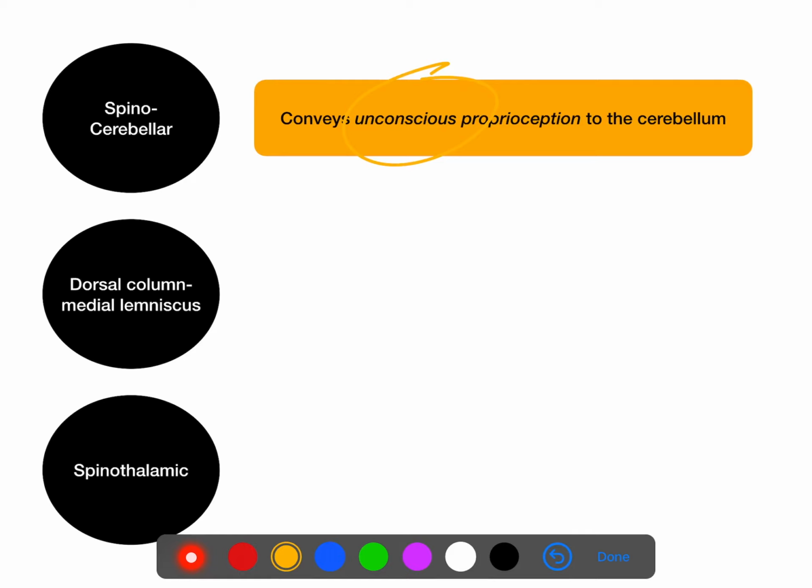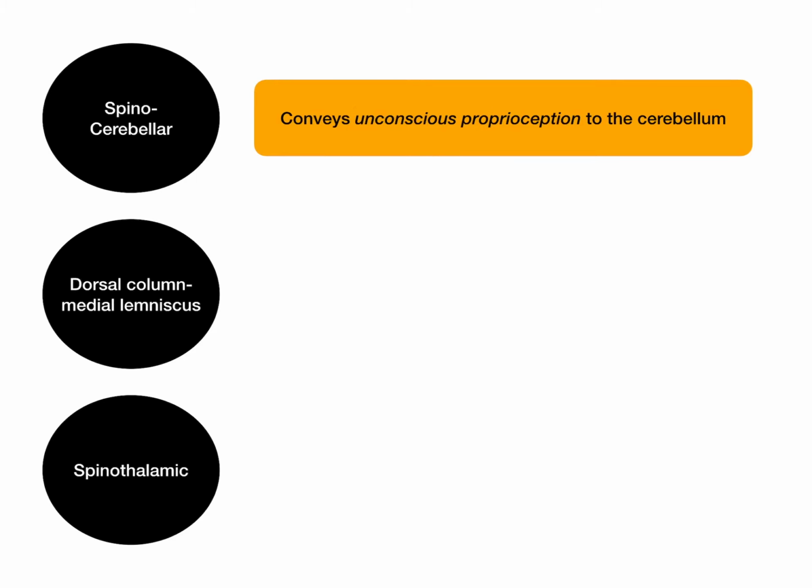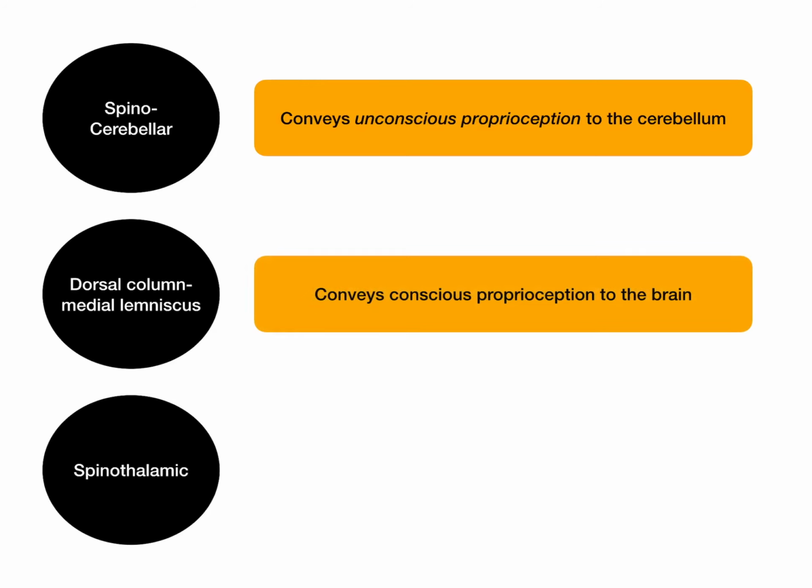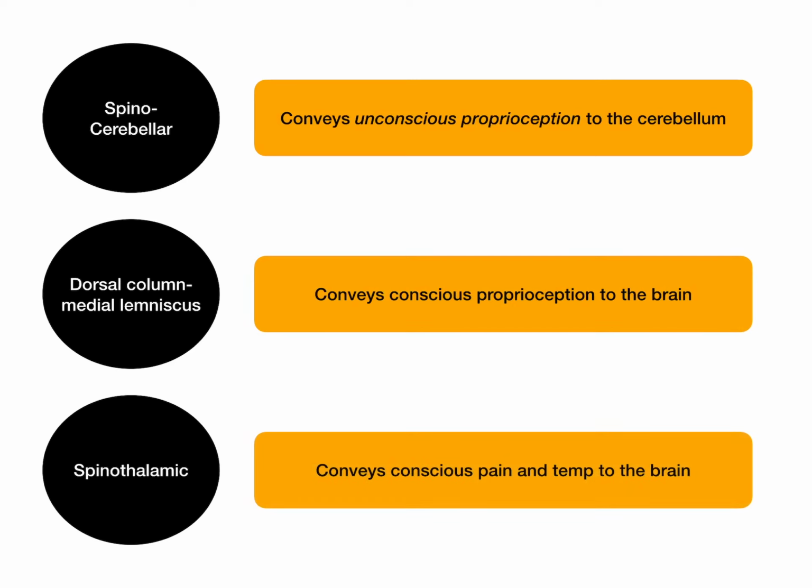You know where your limbs are in space. That's vital for balancing and not bumping into things. Your dorsal column medial lemniscus conveys conscious proprioception to the brain, and vibration sense and light touch, but don't worry too much about that. It's mostly proprioception that we're concerned with.